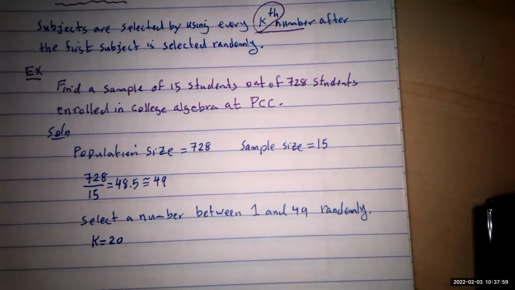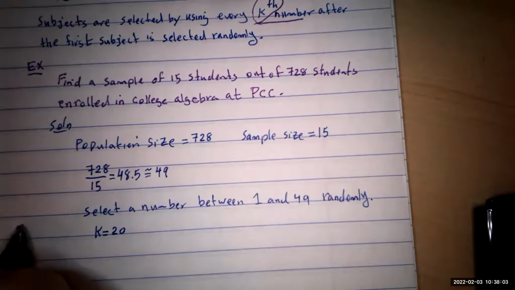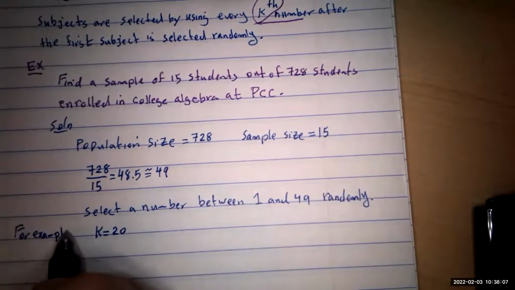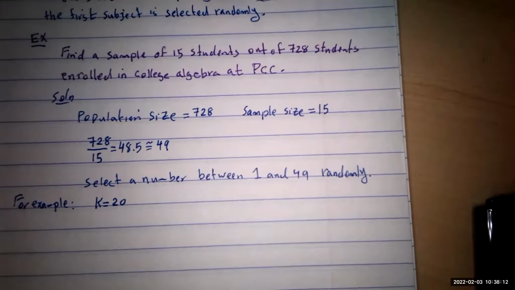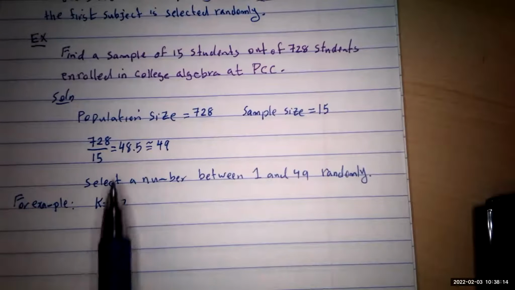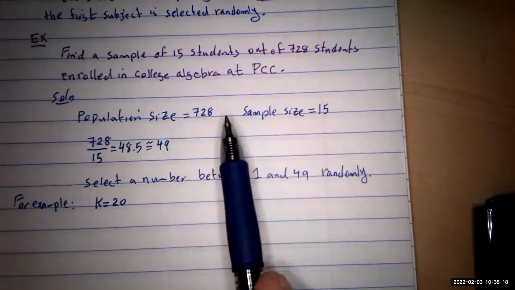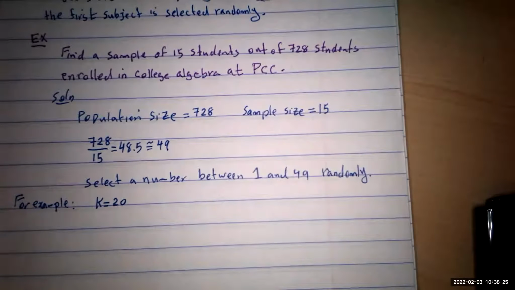You can pick any number you like. For example, my collection and your collection would be different. So I picked K equal to 20. This means what I'm going to do is I go around and I select the first student, then I pick every 20th student to be able to get that 15.